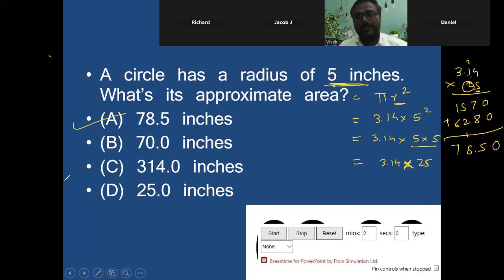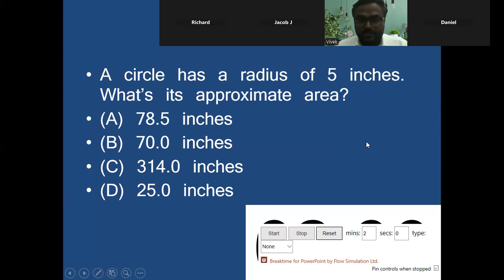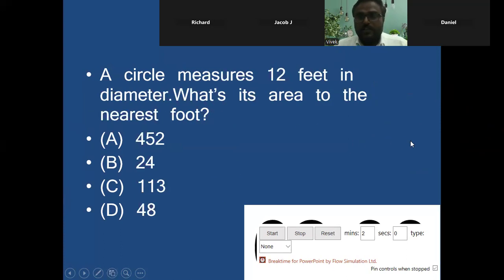I hope you understood it. You can take a screenshot of this, and I'm going to give you three questions to solve on your own right now. So let's move on. Here's your question, guys. Your time starts in 3, 2, 1, go.